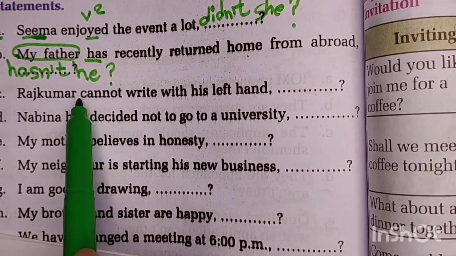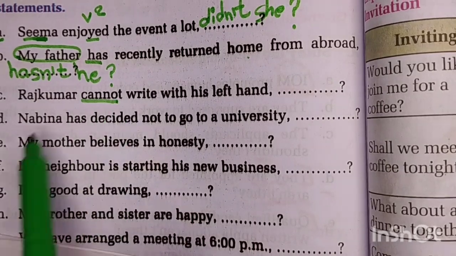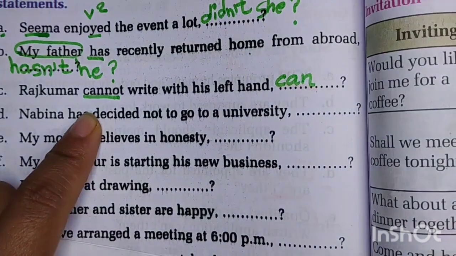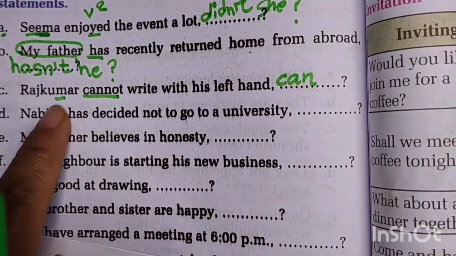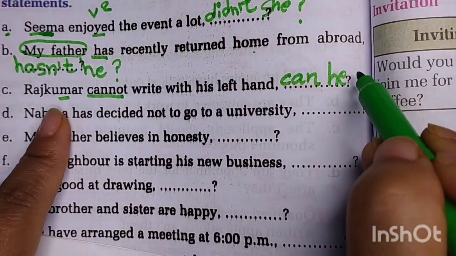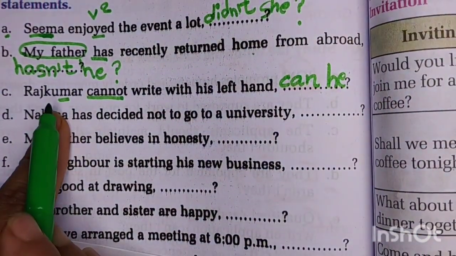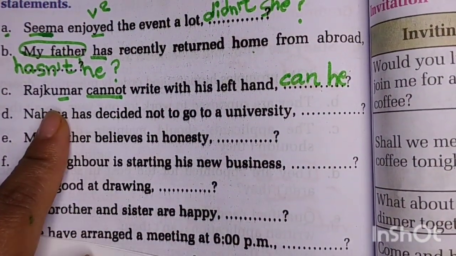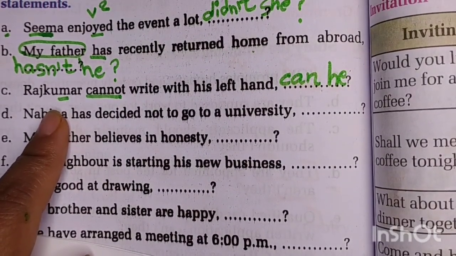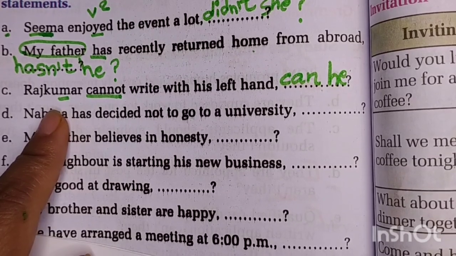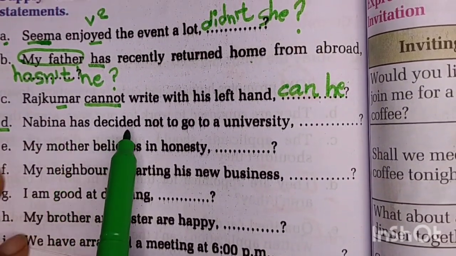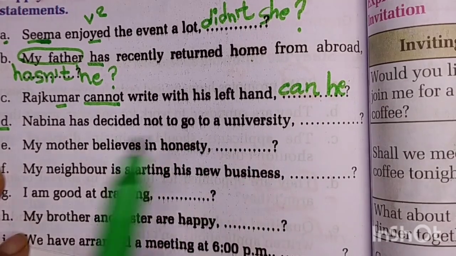C. Rajkumar cannot write with his left hand. We have an auxiliary verb in negative, cannot. Now we have to change this auxiliary verb into positive. Can. And then Rajkumar is a boy. So he, and question mark. Rajkumar cannot write with his left hand. Can he?